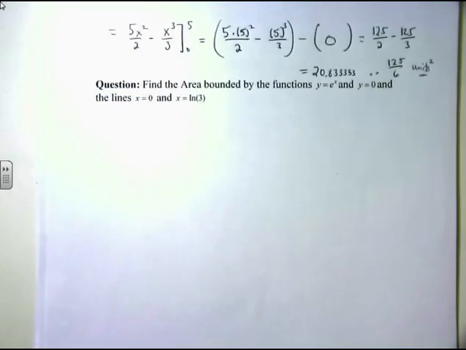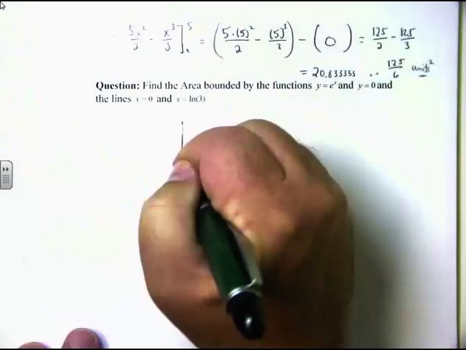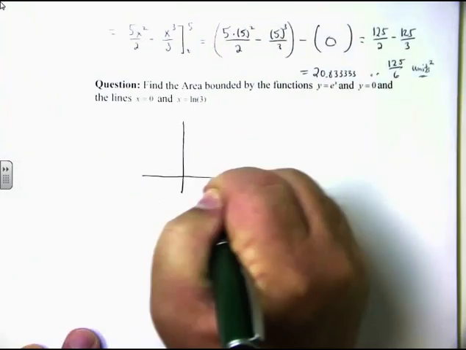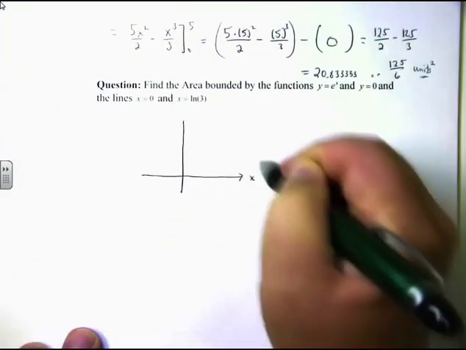Find the area bounded by the functions y equals e to the x, throw something different at you, y equals 0, and the lines x equals 0 and x equals natural log of 3. Oh, the first thing you want to do is graph this guy. Get a visual perspective of this. This stuff is very visual.